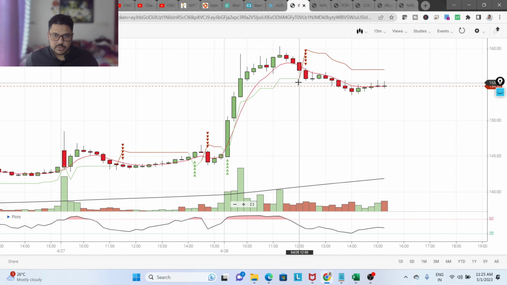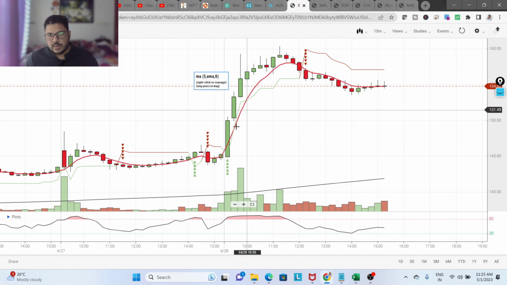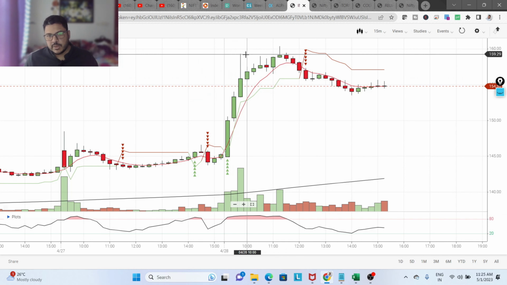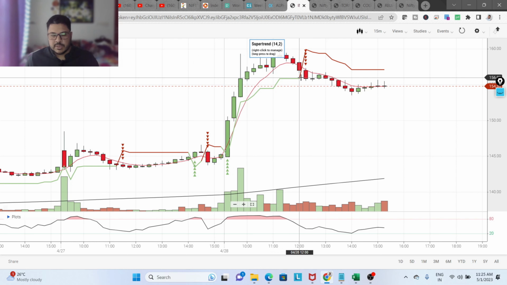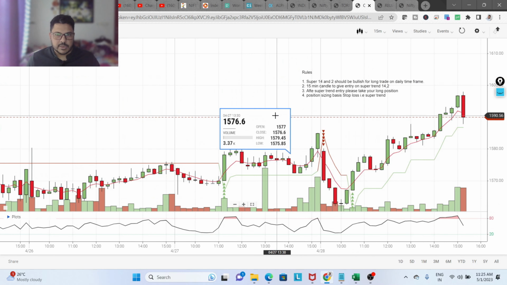If you trail your stop loss, 155 is what you exited. Or you can exit a little closer, also exit half of the quantity here and exit half of the quantity here. So that will be a much better thing for you. So what are the rules you need to follow? I have written it down here.